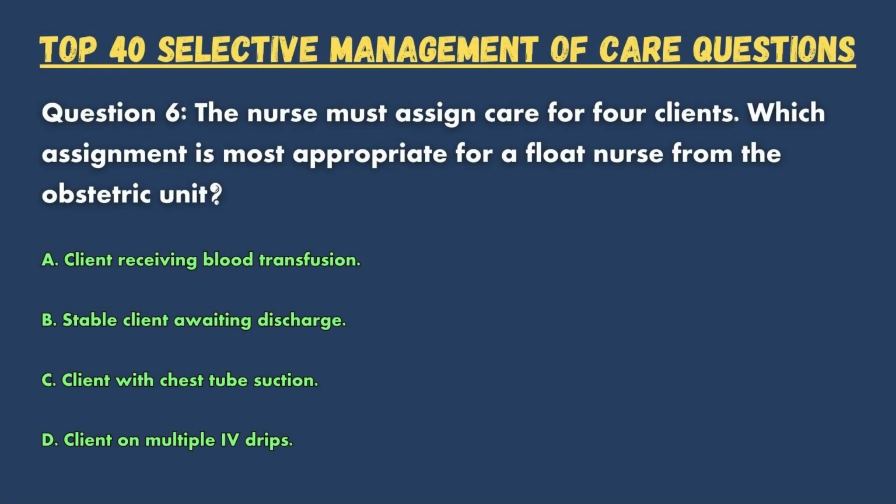Question 6. The nurse must assign care for 4 clients. Which assignment is most appropriate for a float nurse from the obstetric unit? A. Client receiving blood transfusion. B. Stable client awaiting discharge. C. Client with chest tube suction. D. Client on multiple IV drips.